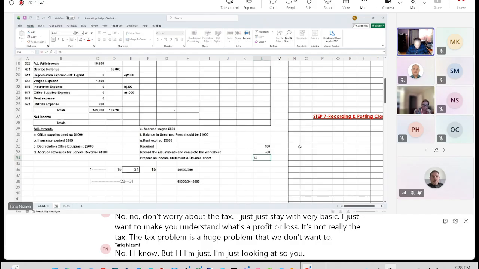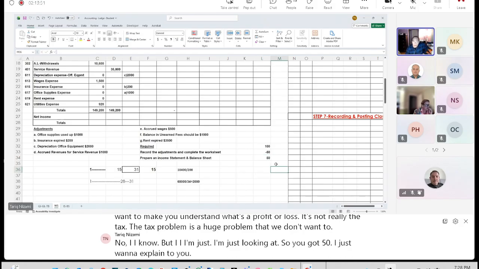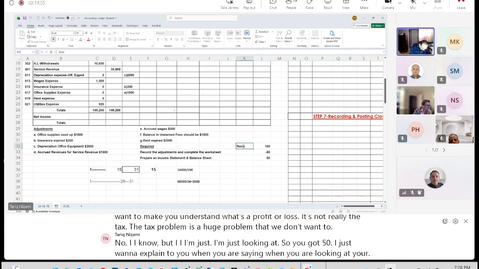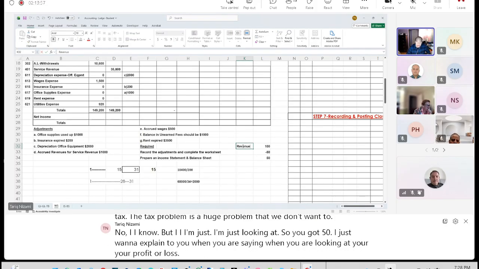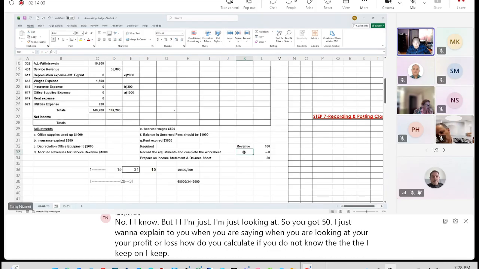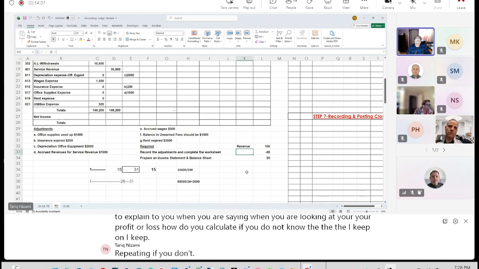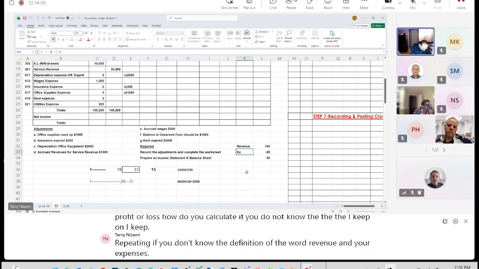So you got 50. I just want to explain to you, when you are looking at your profit or loss, how do you calculate? I keep on repeating, if you don't know the definition of the word revenue and your expenses, then you will not understand what we are doing.